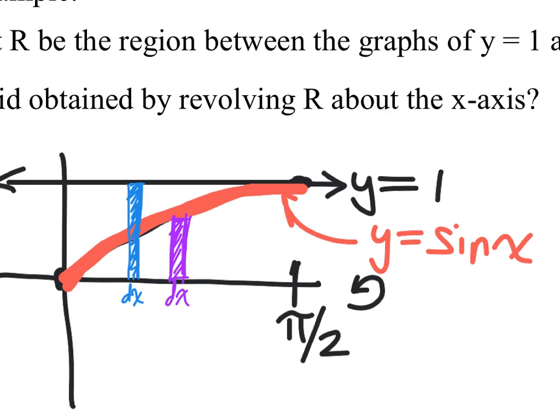I would start with a blue rectangle all the way at the y-axis with a purple one overlaying it. I'd find the volume as I spun that around and subtract the volume as I spun the purple one around. Then move over a smidge, do the same thing, spin the blue one around, get its volume, spin the purple one around, get its volume, subtract, and so on, all the way from 0 to pi over 2.